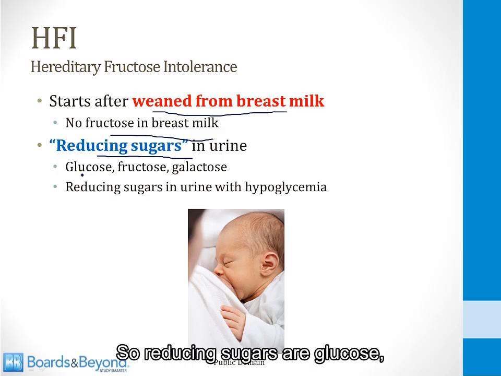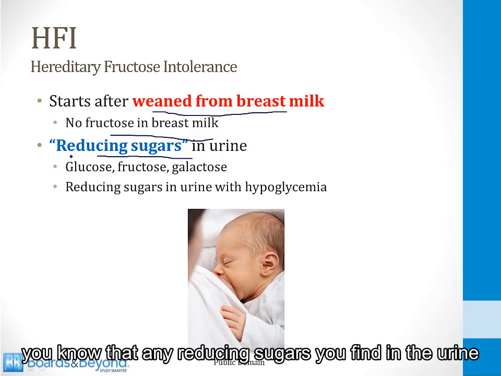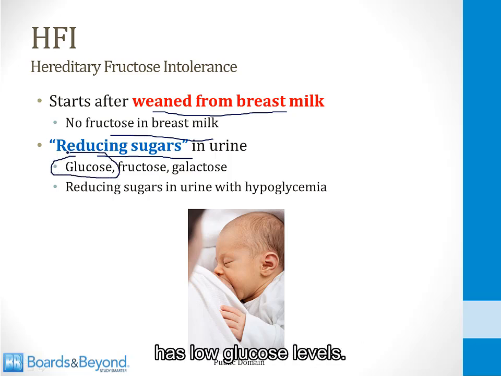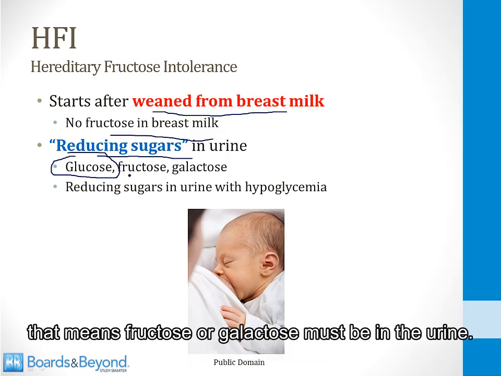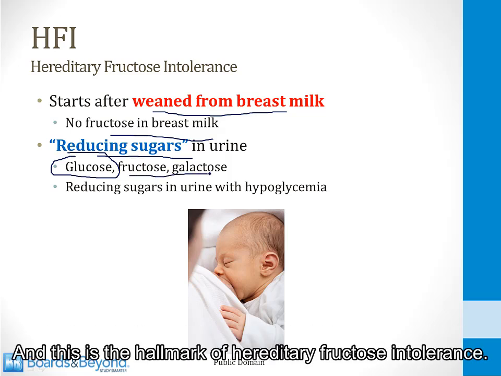So reducing sugars are glucose, fructose, and galactose. Now in a hypoglycemic baby, you know that any reducing sugars you find in the urine do not represent glucose because the baby has low glucose levels. Therefore, if you see reducing sugars in the urine of a baby who is hypoglycemic, that means fructose or galactose must be in the urine, and this is the hallmark of hereditary fructose intolerance.